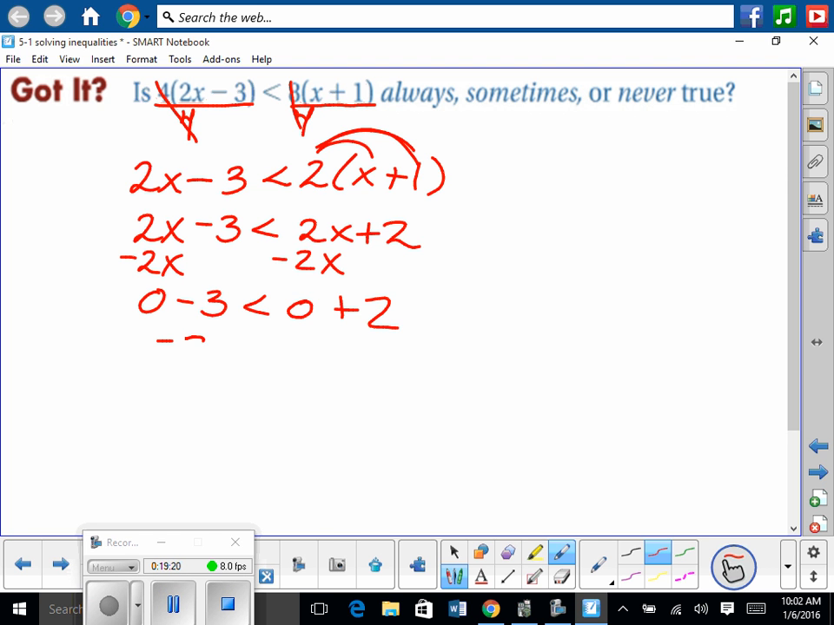So we have negative 3 is less than 2. Is that a true statement? Is negative 3 less than 2? Yes, that's a true statement. So it would be always. So that's always true.